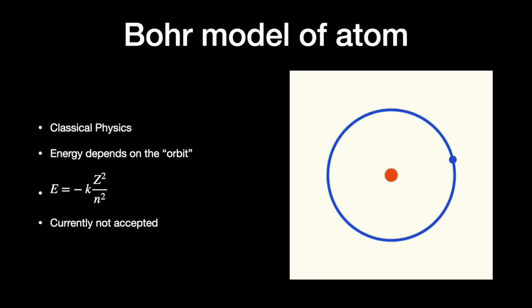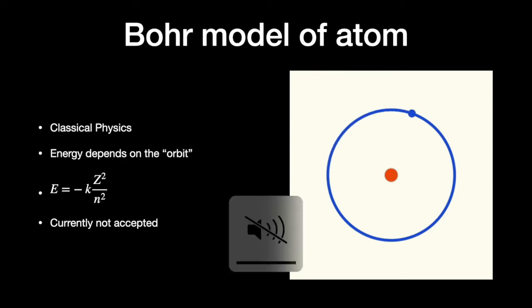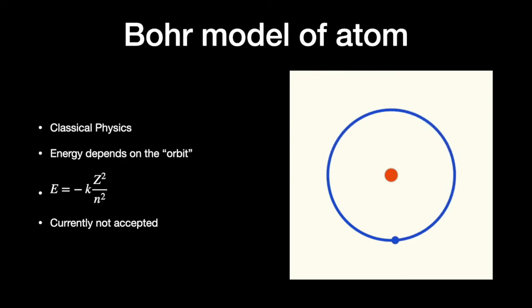This is the Bohr model of the atom. We previously learned about this, and his model of the atom was that there was an actual electron in a specific orbit around the nucleus, shown here in red. And he used classical physics to explain this, much like the planets going around the sun in our solar system. In his model, the energy depends on the orbit, and the energy is dependent on the charge squared and the orbit squared. N is the orbit number.